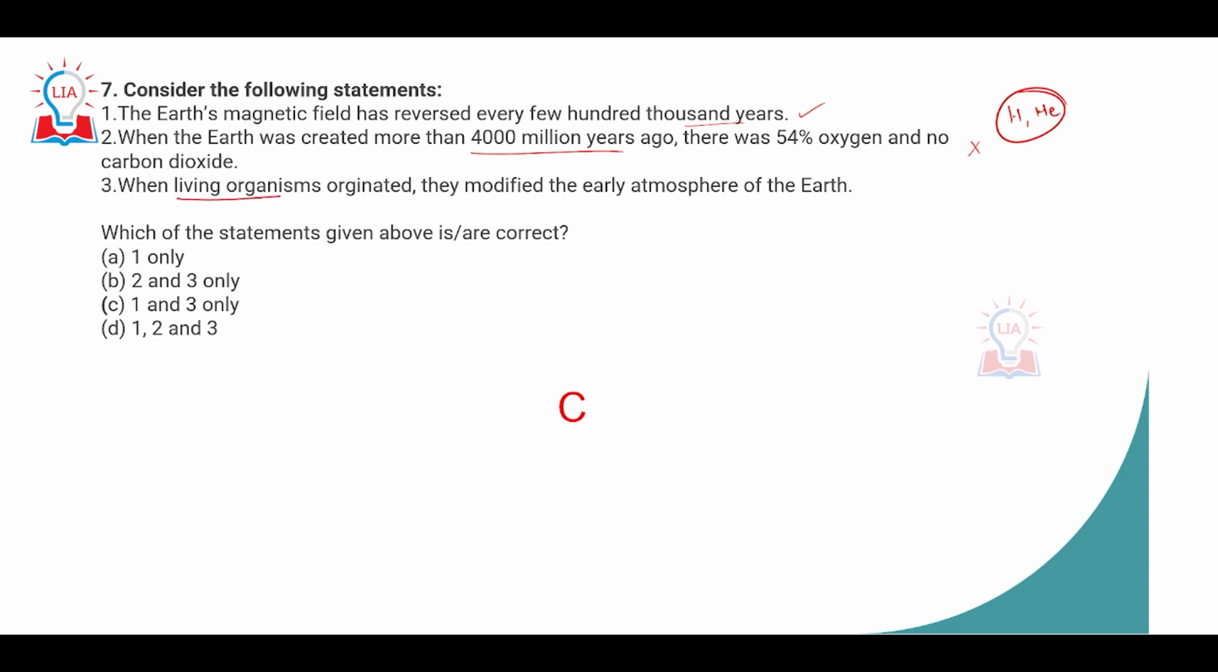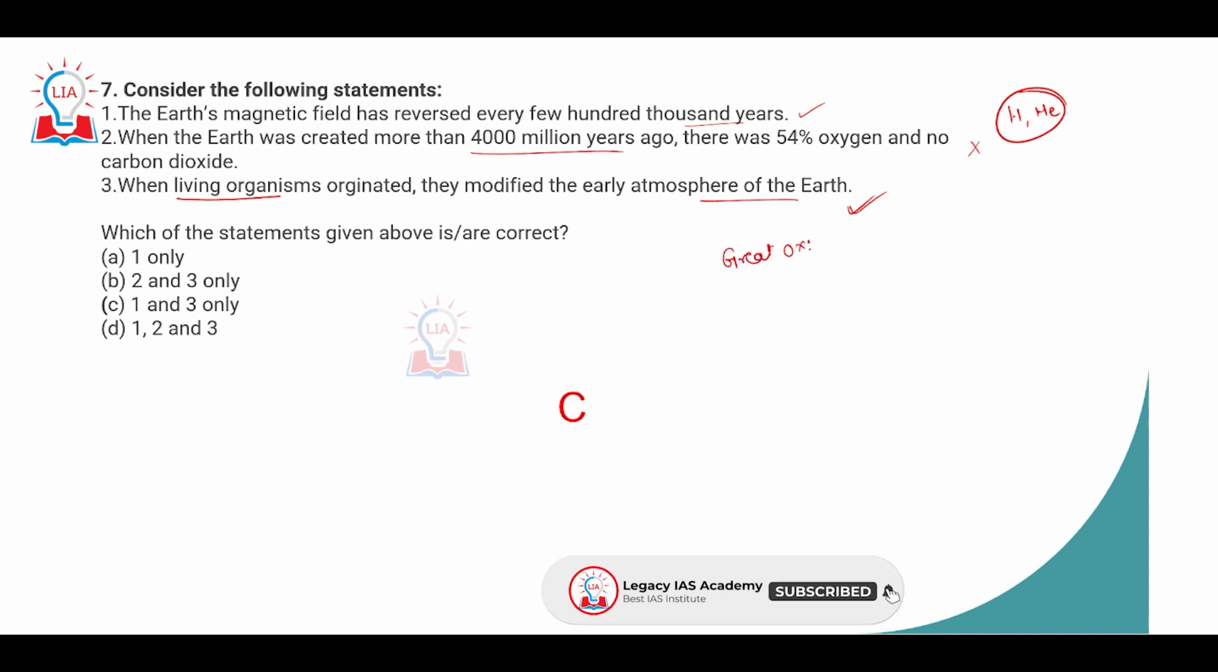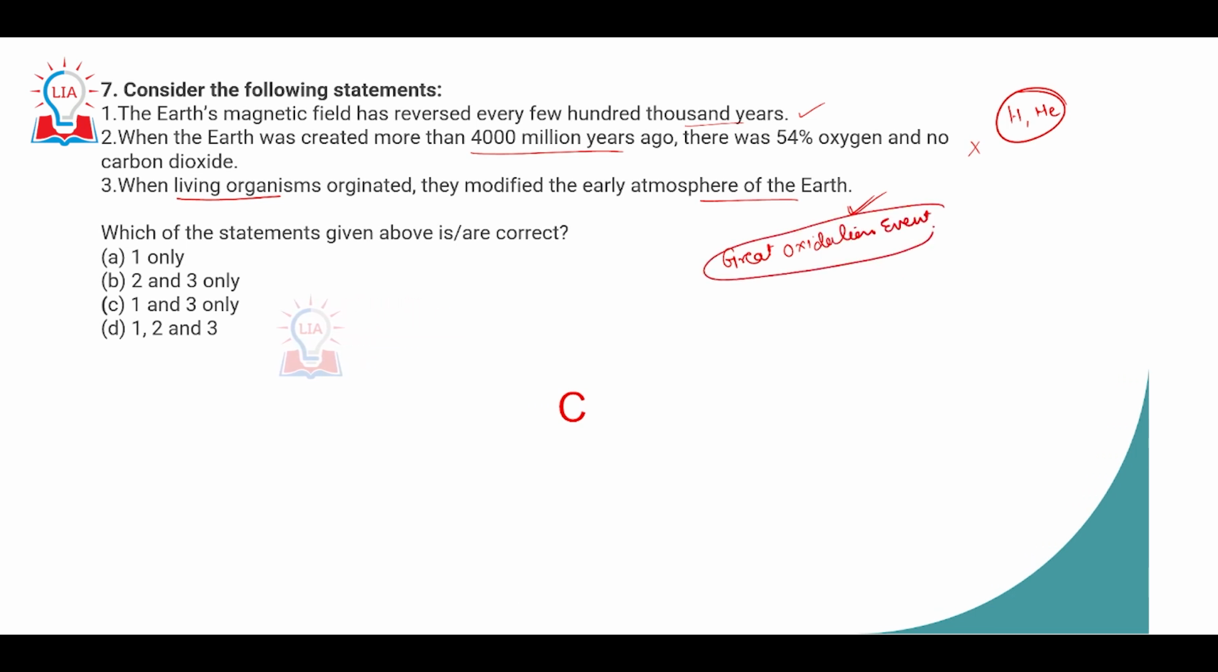The third statement is, when living organisms originated, they modified the early atmosphere of the Earth. This is absolutely a correct statement, because as we have discussed about the oxygen, it is believed that it was the development of cyanobacteria or blue-green algae. When they originated in the oceans of the earth, they started to take part in the process of photosynthesis, and this photosynthesis has led to what is called in today's terminology the great oxidation event. And the great oxidation event is believed to be responsible for supplying oxygen in the atmosphere of the earth. So the correct option obviously is C, 1 and 3 only.